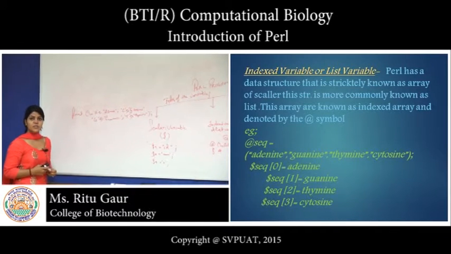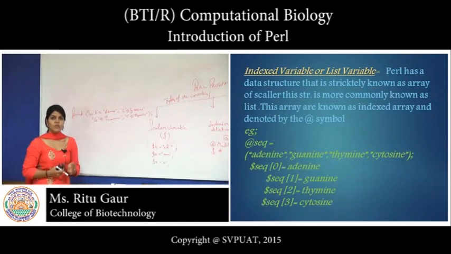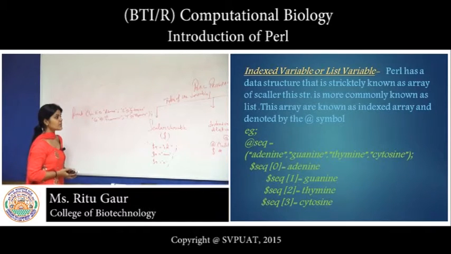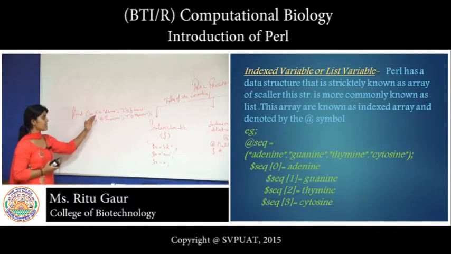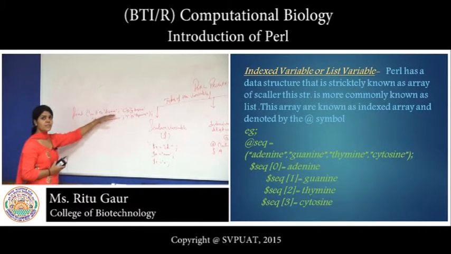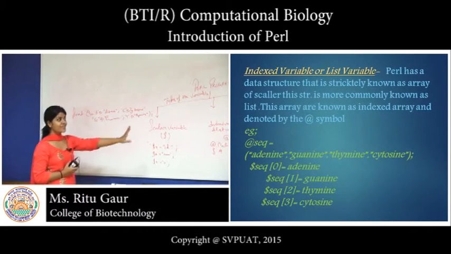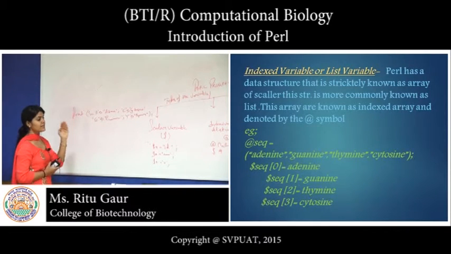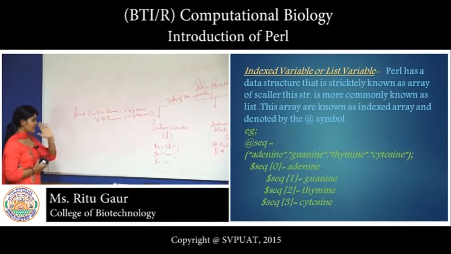For extracting the information from a hash in the associative array, we have three types of function. First is the each function, then the value function, and the key function. The key function is mainly used to identify the keys of the result. Here I am saying that A is a key and adenine is the value of A.